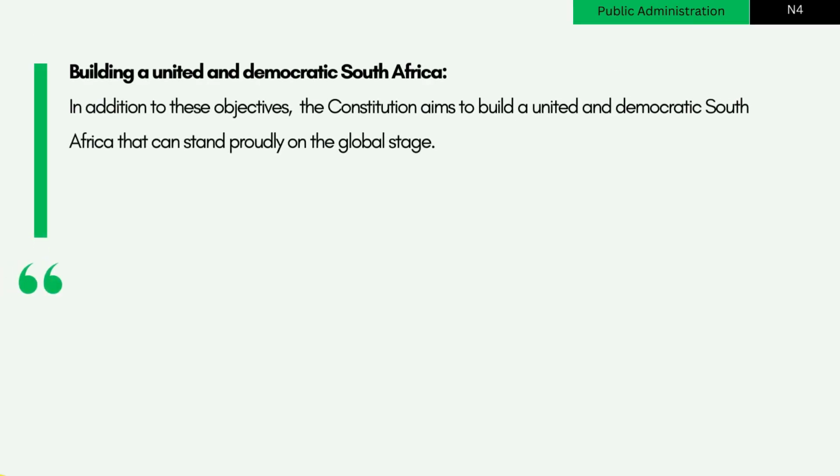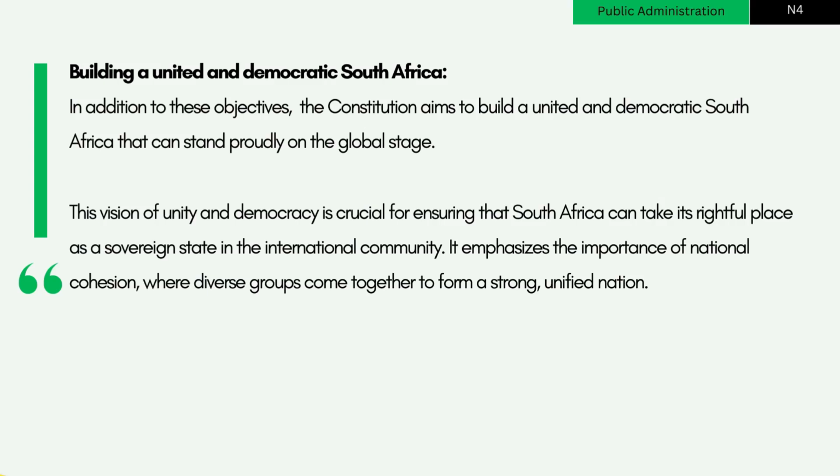5. Building a united and democratic South Africa. In addition to these objectives, the Constitution aims to build a united and democratic South Africa that can stand proudly on the global stage. This vision of unity and democracy is crucial for ensuring that South Africa can take its rightful place as a sovereign state in the international community. It emphasizes the importance of national cohesion, where diverse groups come together to form a strong, unified nation.